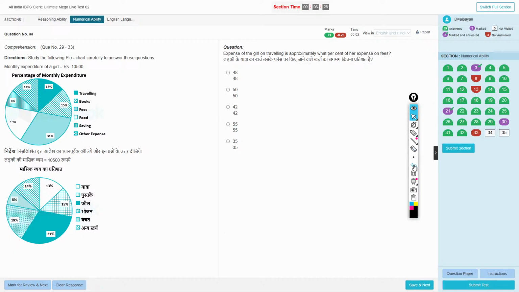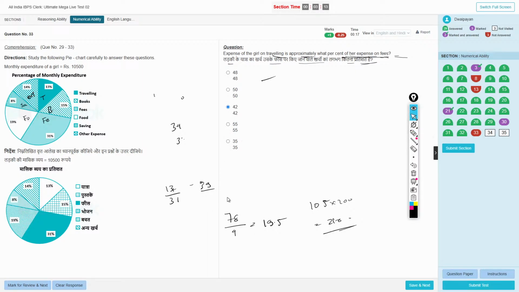Come on. How many questions? Total expenditure. Expense on the girl on traveling, approximately what percentage of her fees? On traveling was what percent of fees? So 3 times. So 39. More than 39, but not very much. So it's close to this.